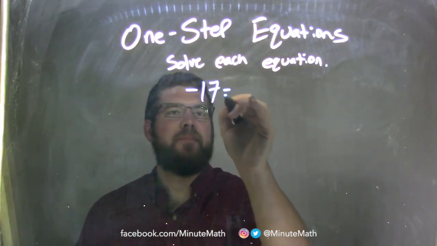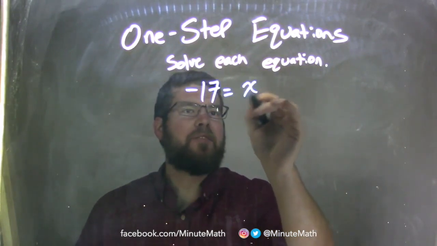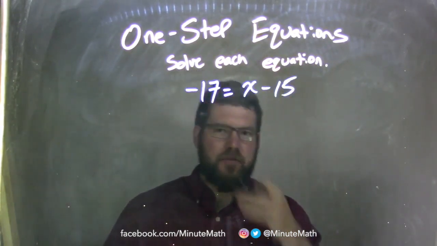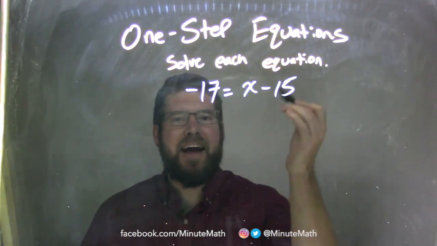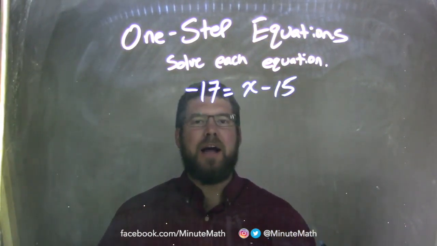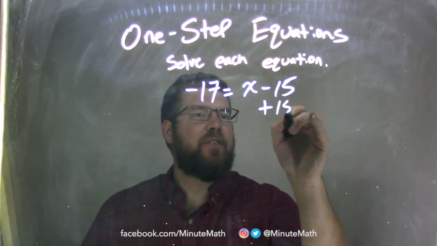Negative 17 equals x minus 15. Well, pretty simple so far. I have a minus 15. I need to get x by itself. Opposite of subtraction is addition. So I'm just going to add 15 to both sides.